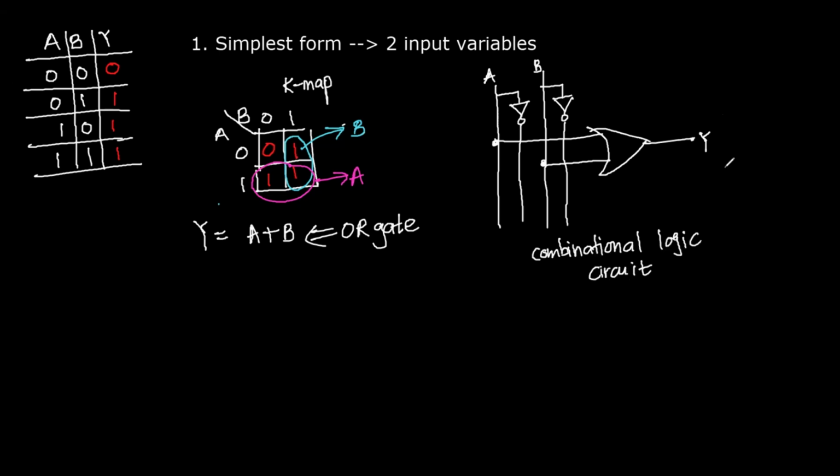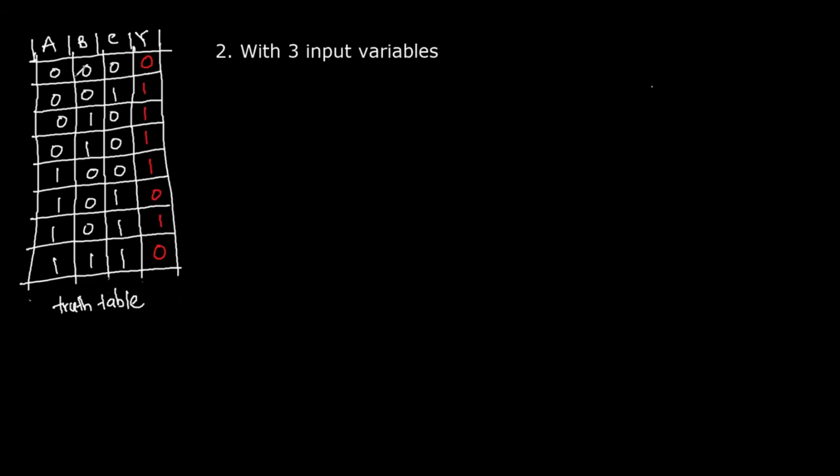It's easy as that. So this is the simplest form that you can obtain, which is two input variables. Now we're going to solve the truth table with three input variables, namely A, B, and C. So how do we come up with a K-map for this particular truth table? The K-map for this instance is going to involve three input variables, and we're going to fill them out based on the values of the output, Y.